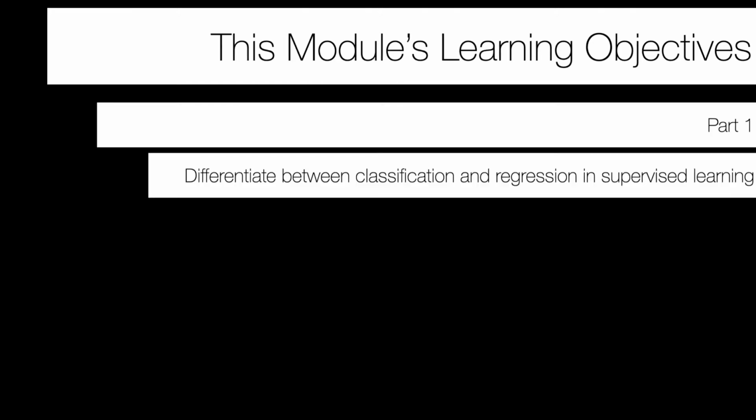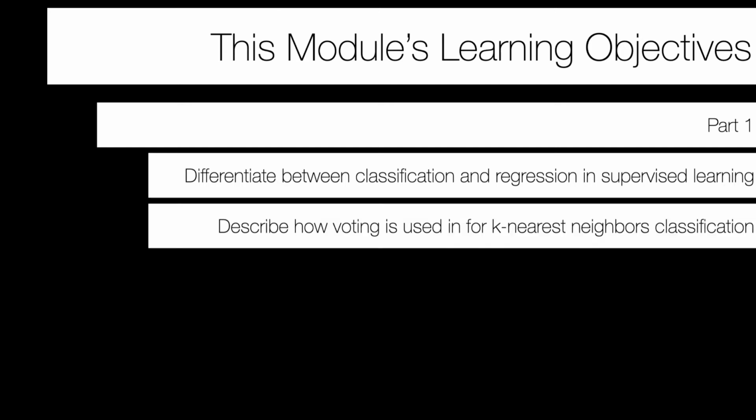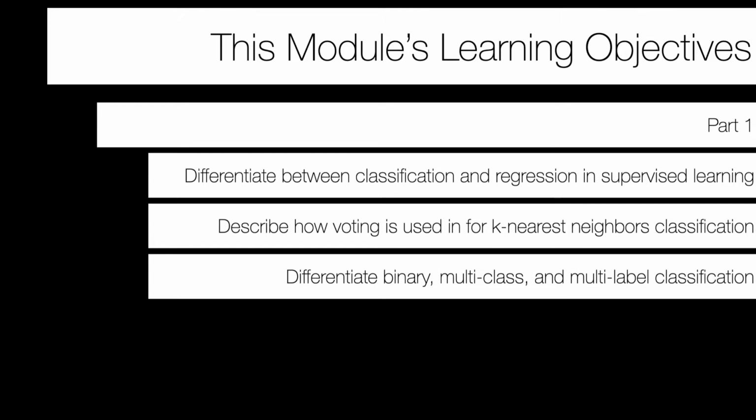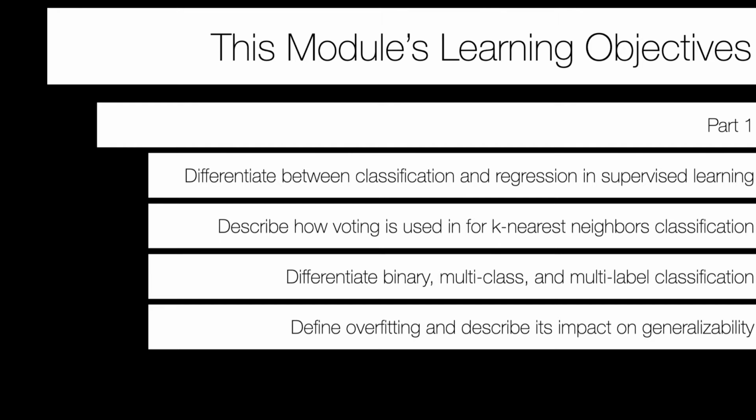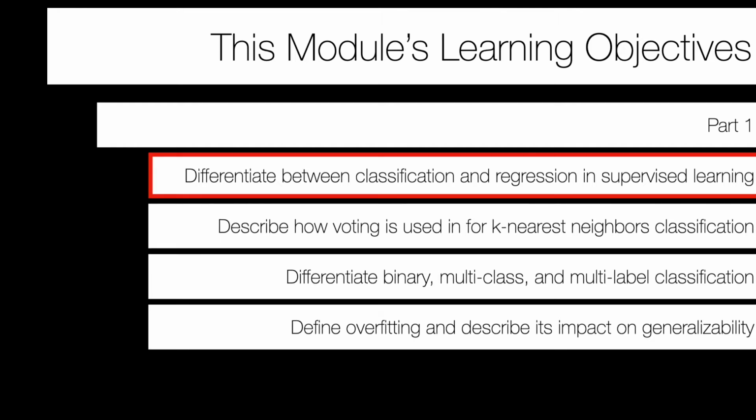Looking specifically at supervised learning, in this first part of the lecture on supervised learning, we're going to talk about differentiating between classification and regression specific to supervised learning, how voting is used for k-nearest neighbors classification, different kinds of classification from the binary case to the multi-class case, and then the multi-label case and how that's different from multi-class. And then we'll end with a brief discussion about overfitting and its impact on how models generalize.